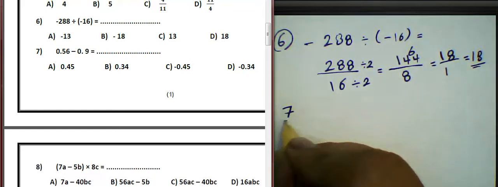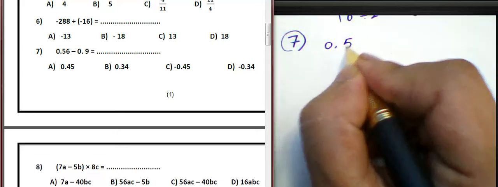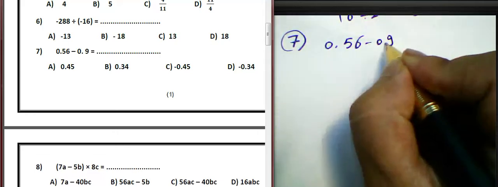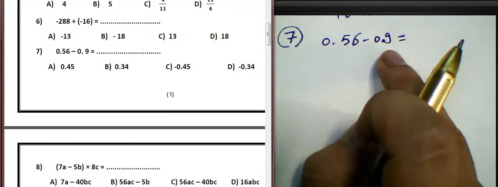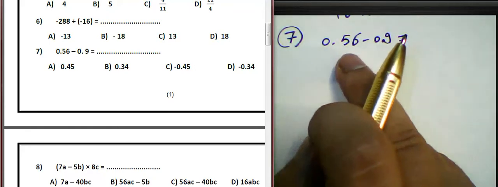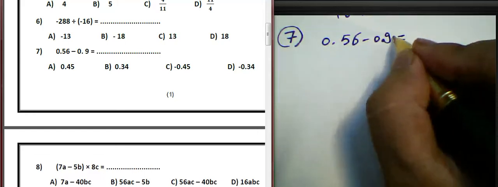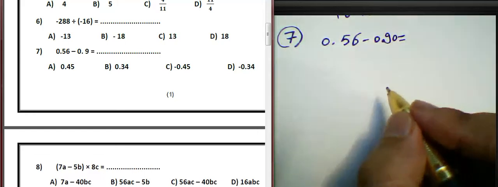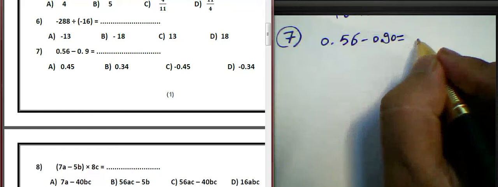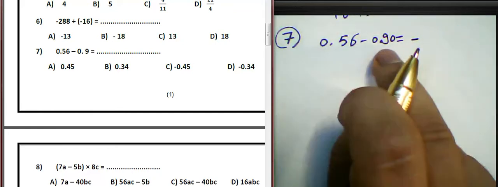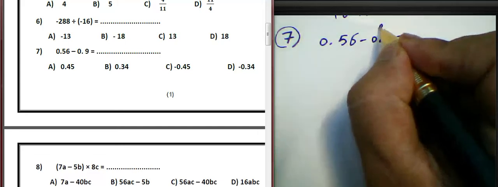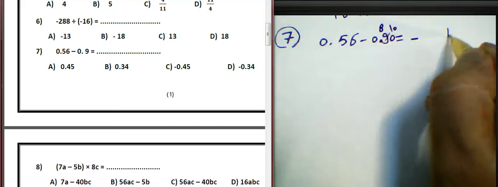And what about question number 7? Question 7, 0.56 subtract 0.9 equals what? We know 0.9 is more than 56 hundredths, so we must write 0 here. And when you find the result, you must write negative here, because the result will be negative. It's more than, so 0 minus 6, we can't find the result. We must borrow 1 from 9. 9 will be 8, and 0 will be 10. 10 minus 6 equals 4.